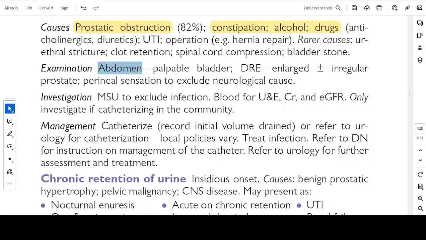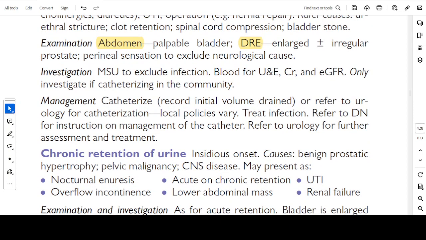Examination. Abdomen: there will be a palpable bladder. On digital rectal examination, there is an enlarged plus or minus irregular prostate. Check perineal sensation to exclude a neurological cause. If there is no sensation in the perineum, then you have to check for neurological causes of urinary retention. Investigation. Midstream urine to exclude an infection. Blood for urea and electrolytes, creatinine, eGFR, only to differentiate it from AKI. Only investigate if catheterizing in the community.